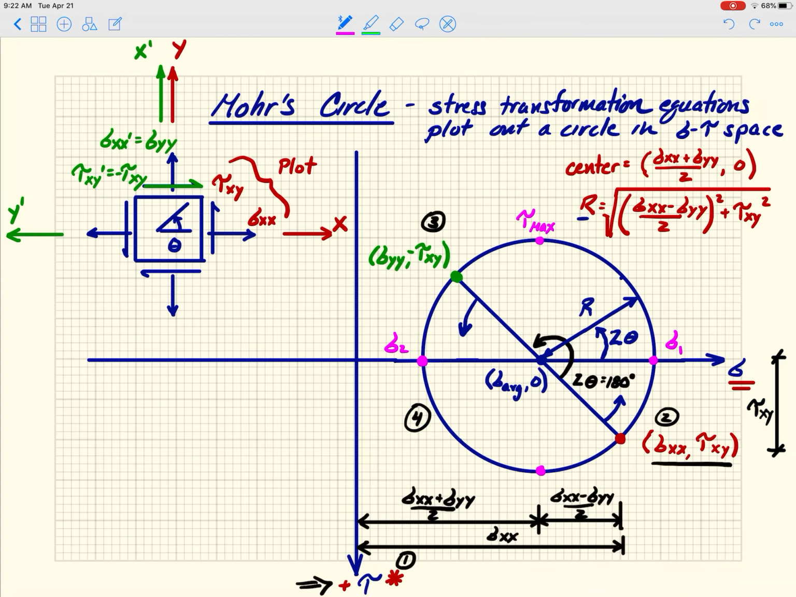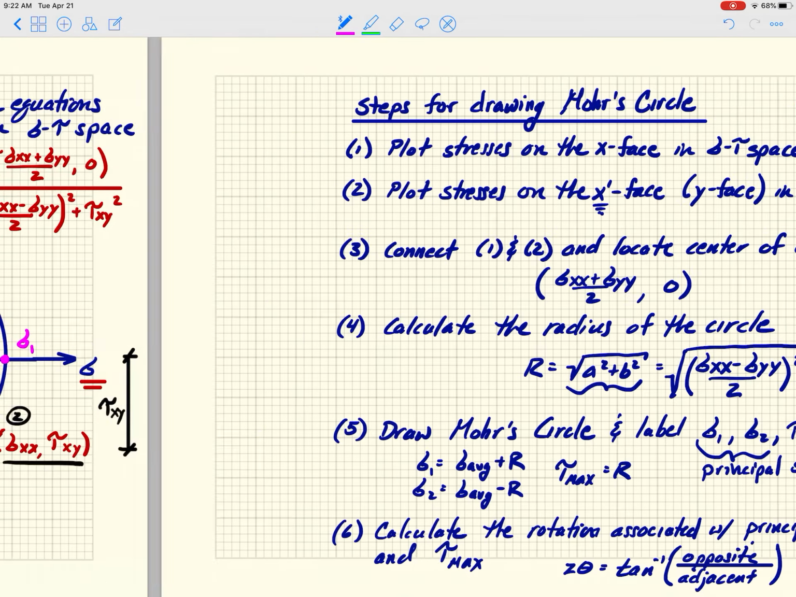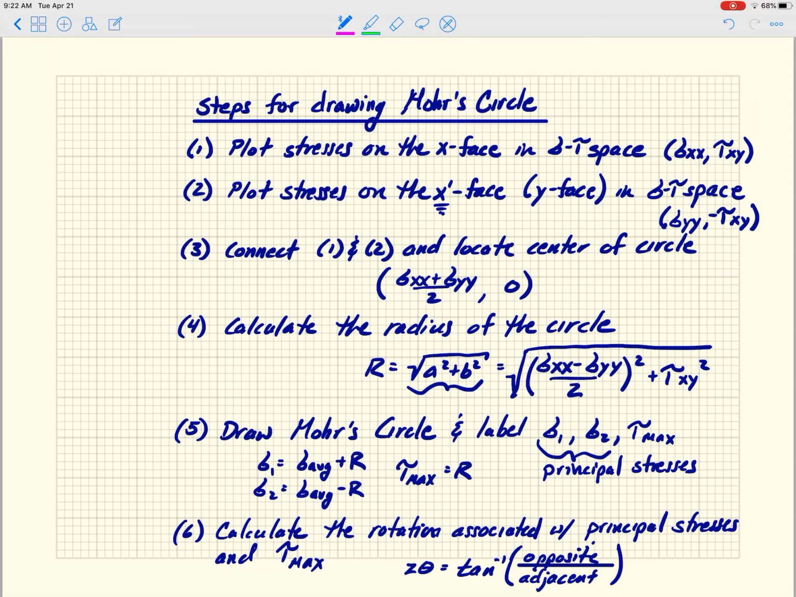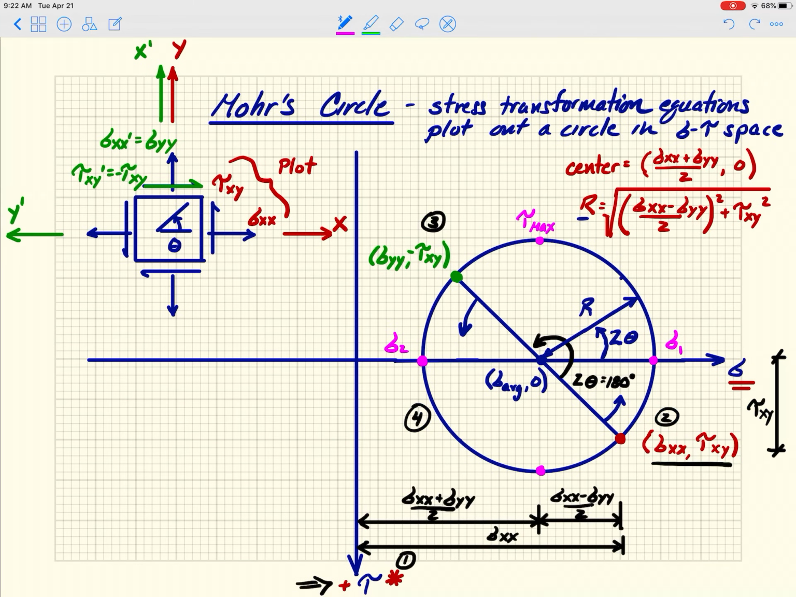And the reason I'm dividing it by 2 is because it's actually 2 theta here on the Mohr circle, as opposed to just theta on the cube. So that's where that comes into it. Okay, so I think that's all I have for Mohr circle.